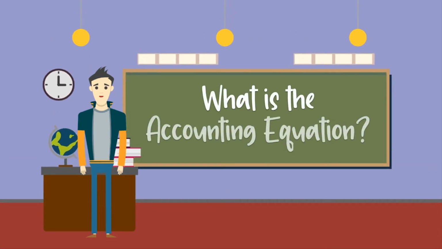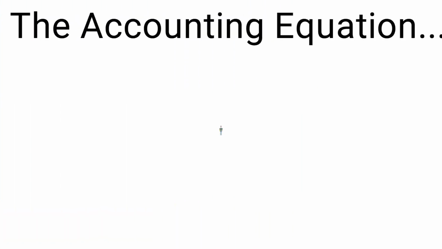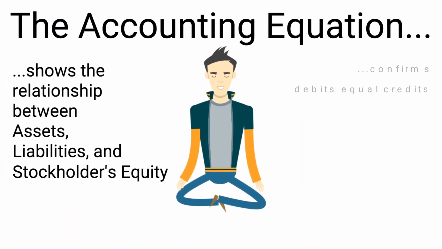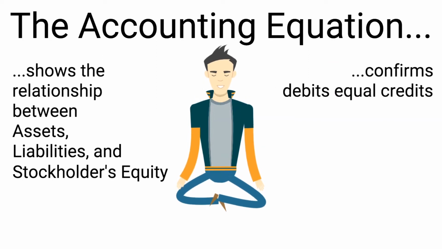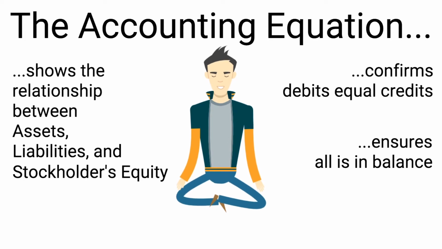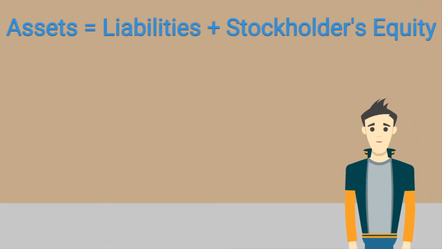What is the accounting equation? The accounting equation shows the relationship between assets, liabilities, and stockholders' equity. It confirms debits equal credits, and it ensures all is in balance. The accounting equation is assets equals liabilities plus stockholders' equity.